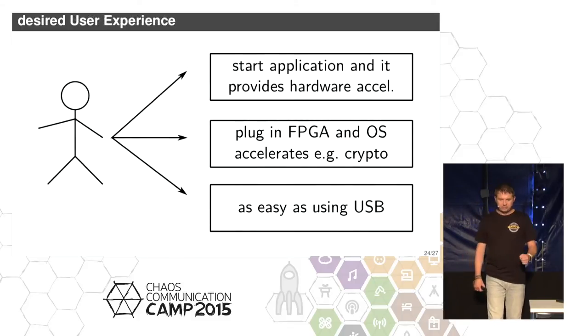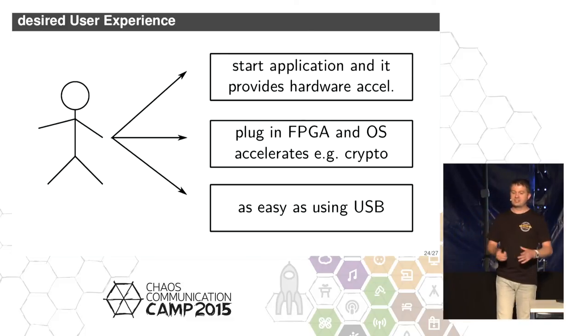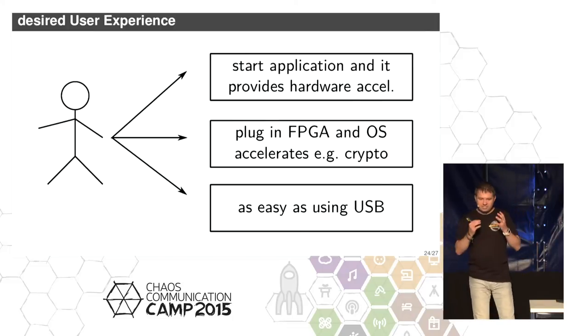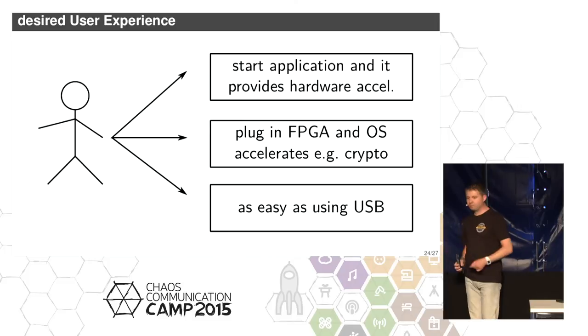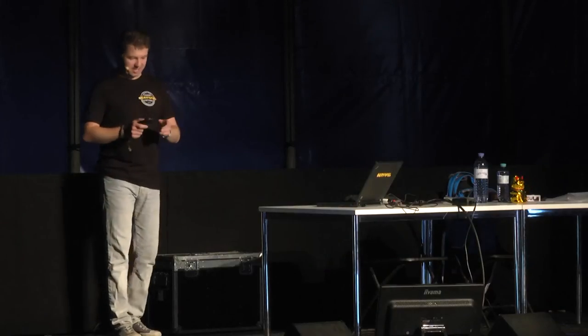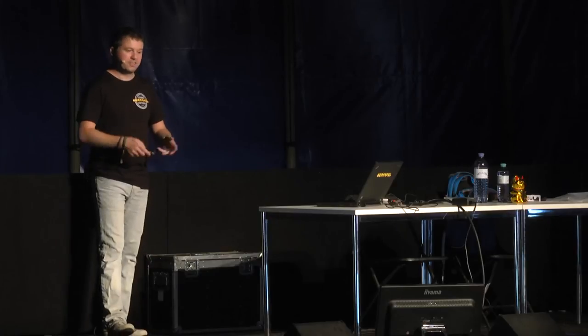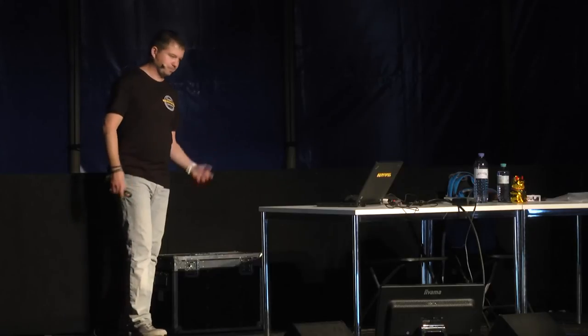And then the desired user experience comes. I want a user who has no knowledge about FPGAs to just start an application and have it provide hardware acceleration if an FPGA is connected. I want that he just needs to plug in the FPGA and the operating system decides, oh, cool, there's an FPGA, and the user wants to, for example, start OpenVPN. And now, there's an FPGA. So I just load an accelerator component onto the FPGA and can offload some work to the FPGA. I want it to be as easy for the end user as using USB is at the moment.